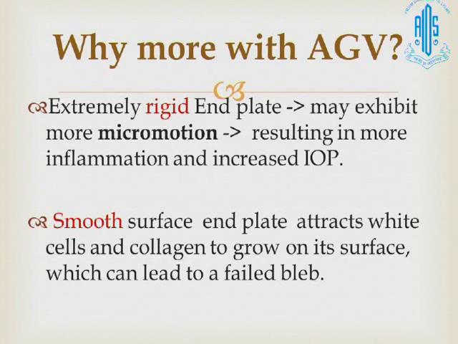Compared to that, AGV is extremely rigid and the plate may exhibit small movements continuously. This results in more inflammation and increase in intraocular pressure. Again, the roughened surface, wrongly printed here, of the end plate attracts white cells and collagen, giving us a thick fibrous capsule leading to failed bleb.